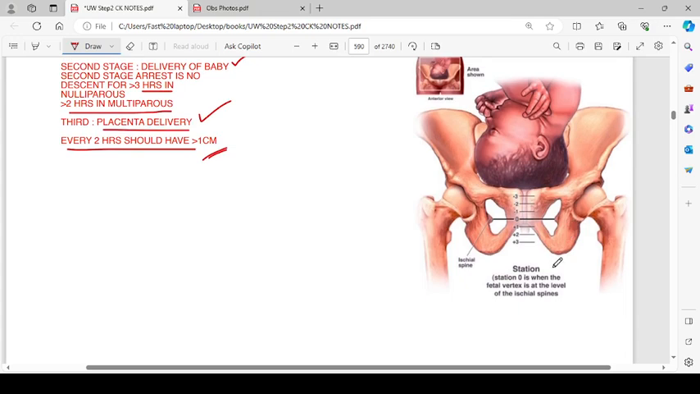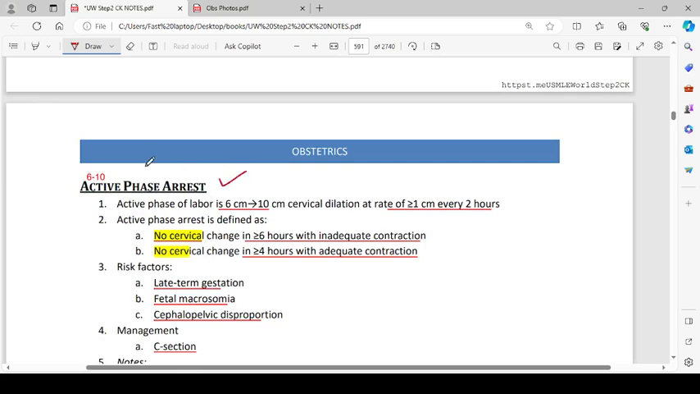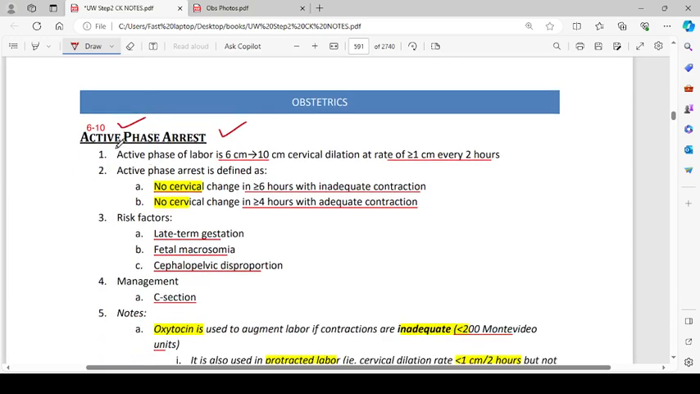So these are the stations. Station 0 is when the fetal vertex is at the level of ischial spines. So right now it is not even engaged, it is above that. Then we have active phase arrest. Active phase of stage 1 is 6 to 10 hours, and also 6 to 10 centimeter dilation. So active phase of labor is from 6 centimeter to 10 centimeter cervical dilation at a rate of more than 1 centimeter every 2 hours. Active phase arrest is defined as no cervical change in more than 6 hours with inadequate contraction, or no cervical change in more than 4 hours with adequate contraction.